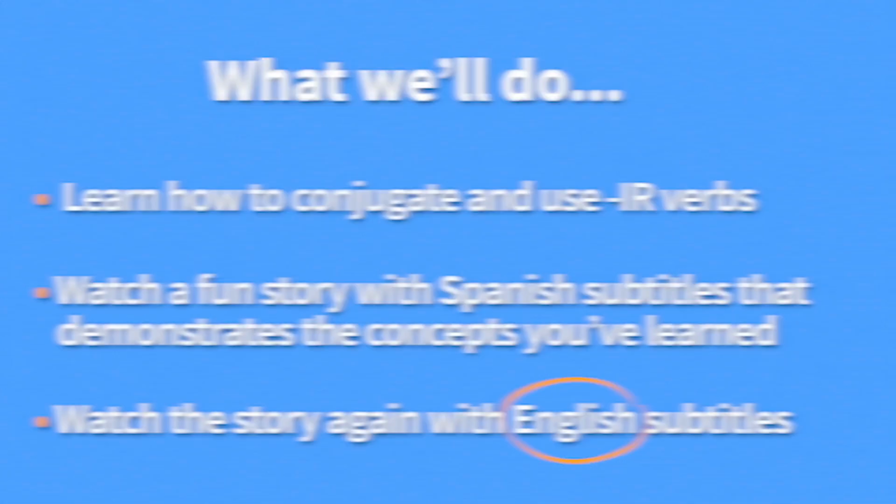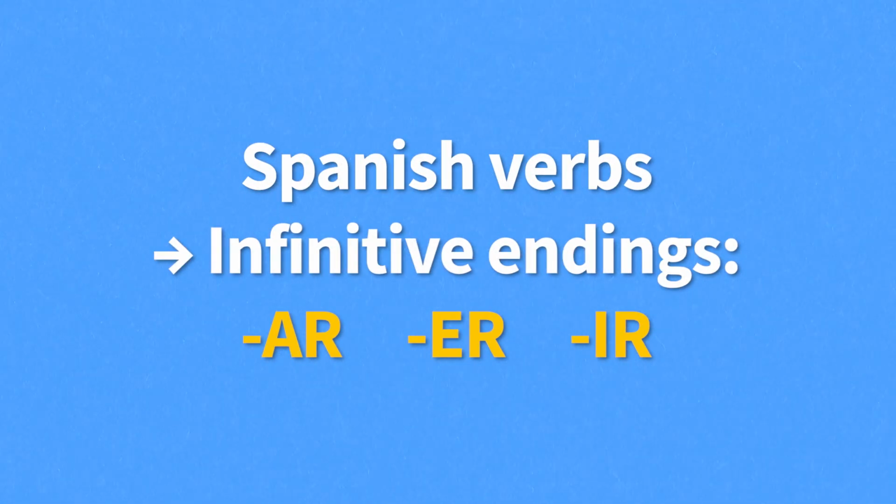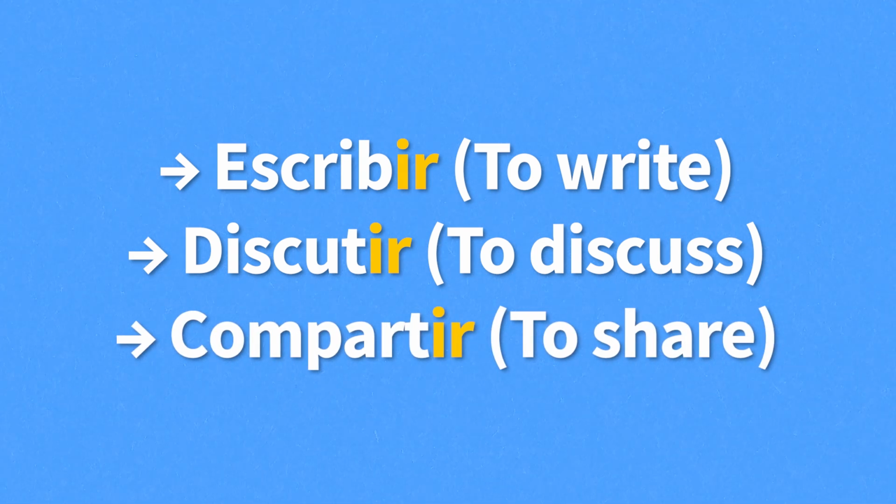Let's get started. You can classify all Spanish infinitive verbs in 3 different categories. The verbs that end in AR, ER, or IR. Today we're focusing on that last category, IR verbs. When we say IR verbs, we simply mean verbs that end in IR. For example, the verb escribir, to write, the verb discutir, to discuss, or the verb compartir, to share.